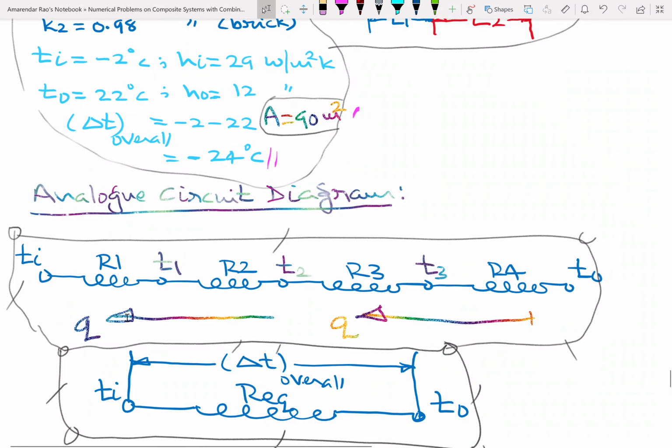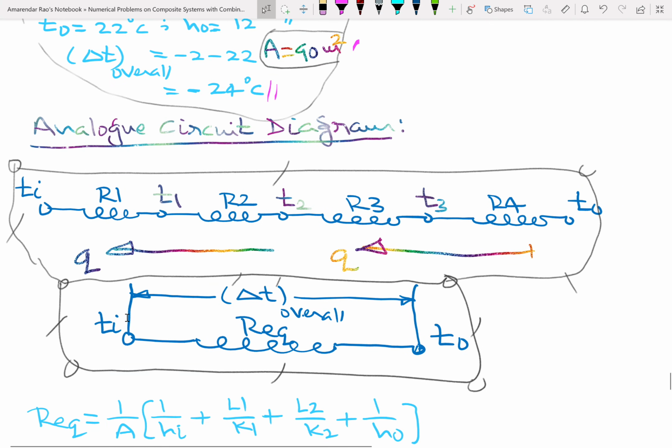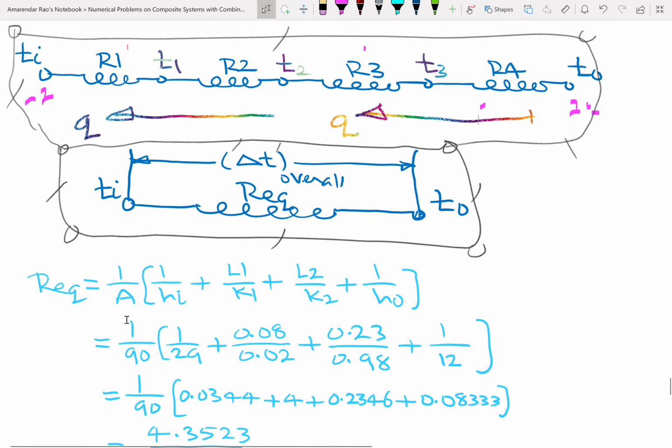Then this can be done by electrical analogy. You can draw the corresponding circuit diagram having four resistances: inner convective resistance, conductive resistance offered by foam, conductive resistance offered by brick, outer convective resistance. Since TA is -2, extremely low, and T0 is 22, extremely high, direction of heat transfer is going to be reverse, negative. Then you can show the equivalent diagram between TA and T0, delta T overall.